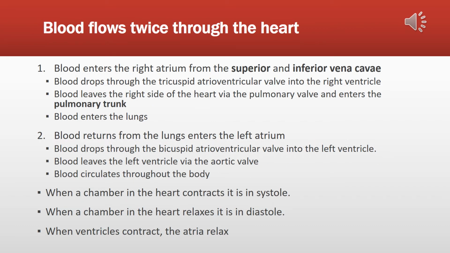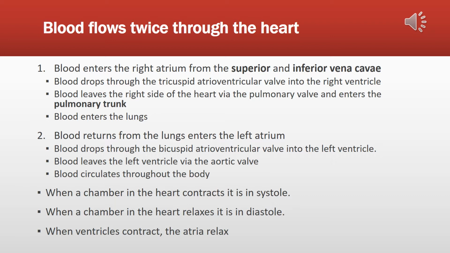The heart is called a two-cycle organ because blood flows through the heart twice. So now we're going to trace the flow of blood through the heart. First, blood enters the right atrium from the superior and inferior vena cava. The superior vena cava comes at the right atrium from the top, and the inferior vena cava obviously comes at the atrium from the bottom. Once blood enters the right atrium, it drops through the tricuspid atrioventricular valve into the right ventricle.